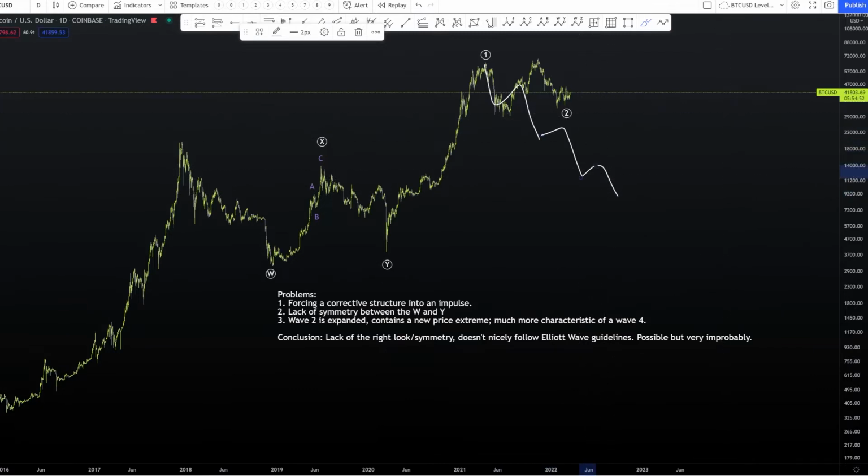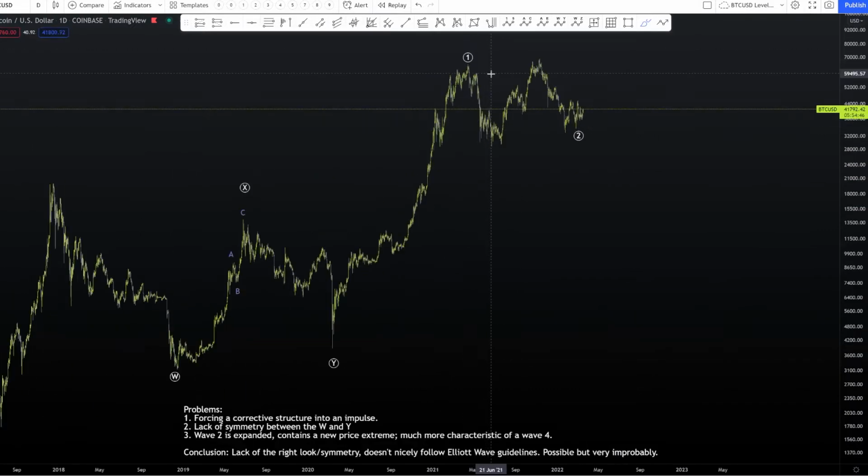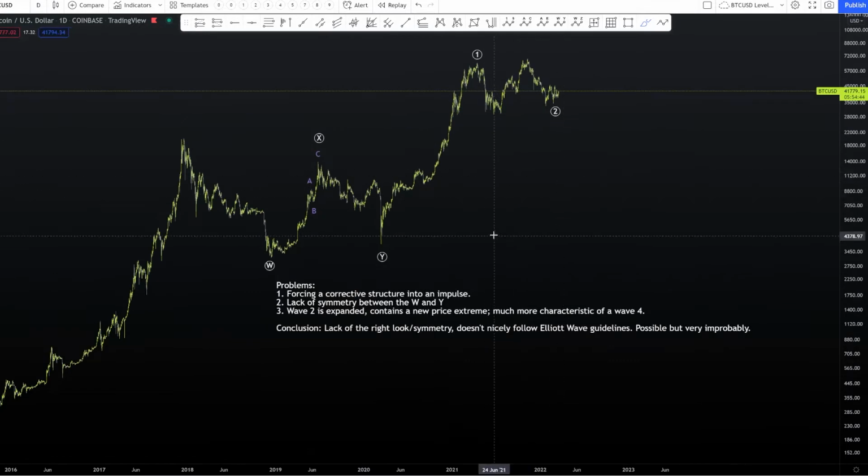In this case, we don't really get that. We get an expanded correction, which comes beyond the end of this wave 1, which is, like I said, much more common for wave 4. So the main conclusion I have of this count right here is that it lacks the right look and symmetry.